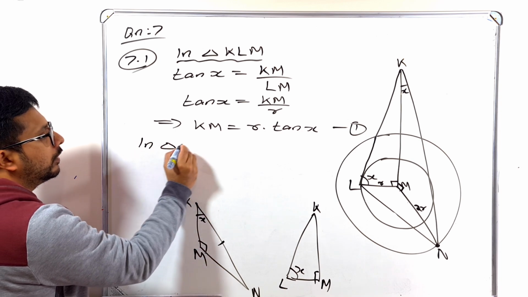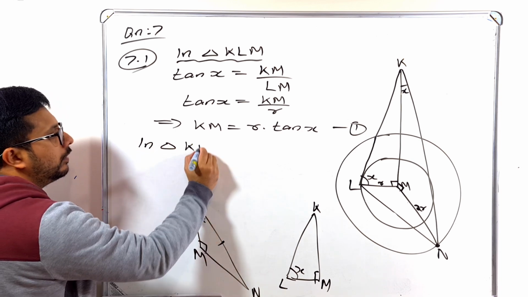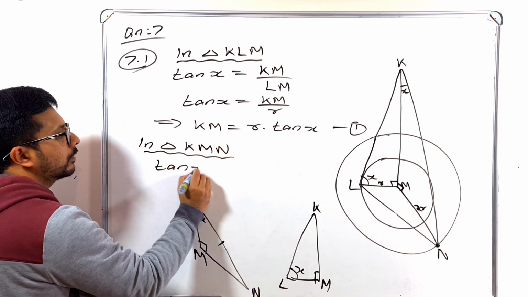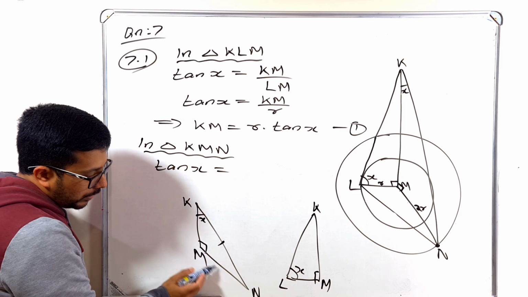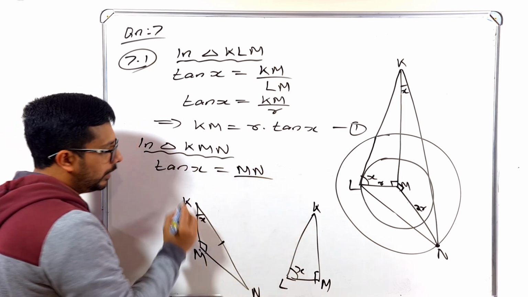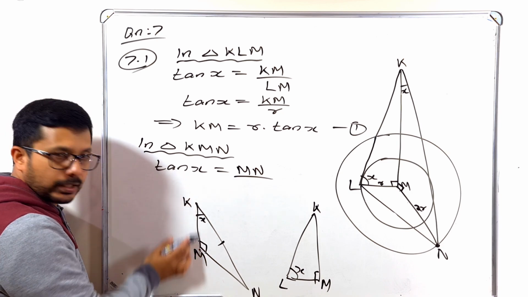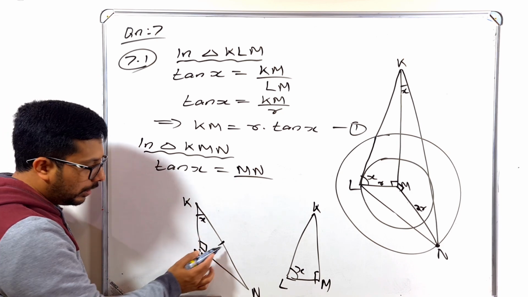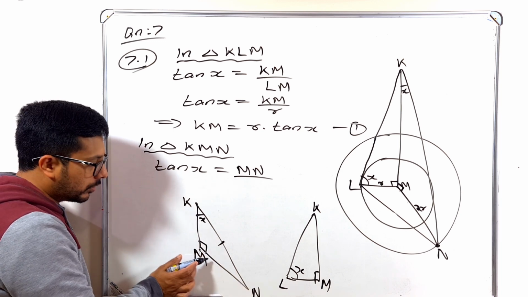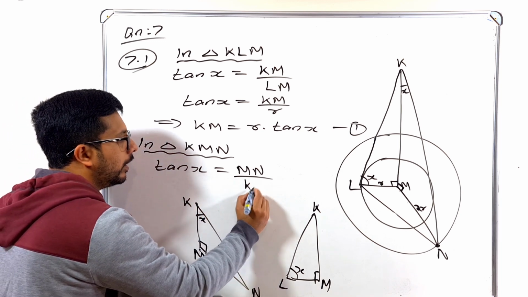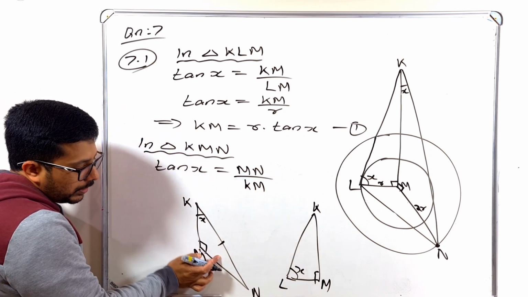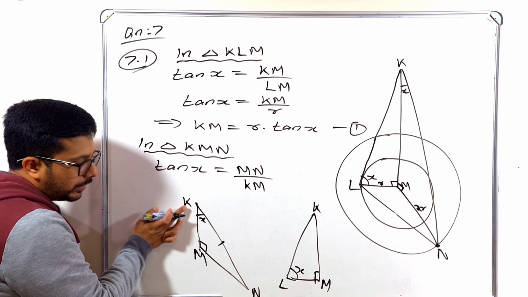In triangle KMN, what is tan x from there? Opposite side is MN, so MN divided by the adjacent side. What is the adjacent side? KM, isn't it so? Okay, this is the hypotenuse, because since this one is 90 degrees, this is the hypotenuse. So the adjacent side is KM. So the opposite side, opposite of this one, that is MN, divided by adjacent KM.